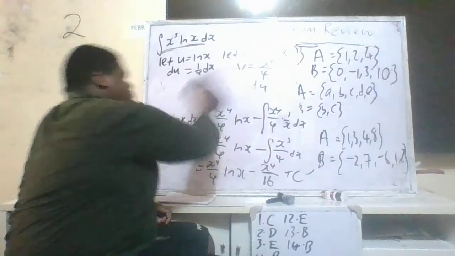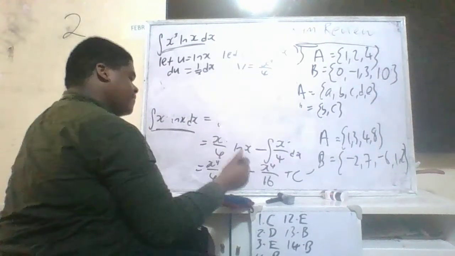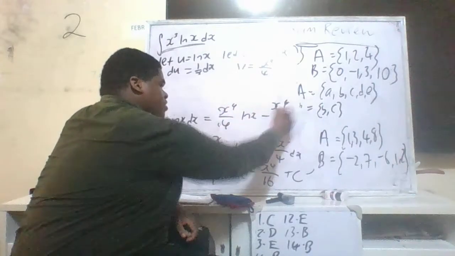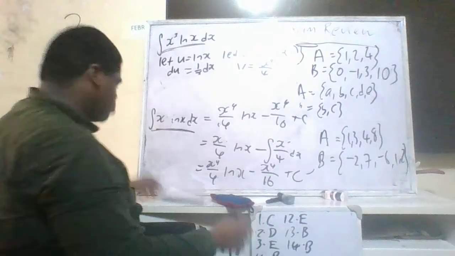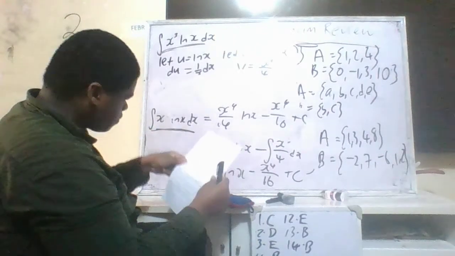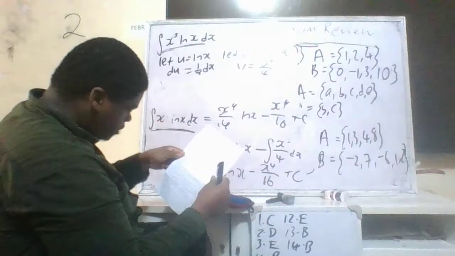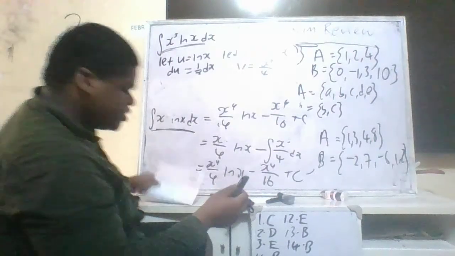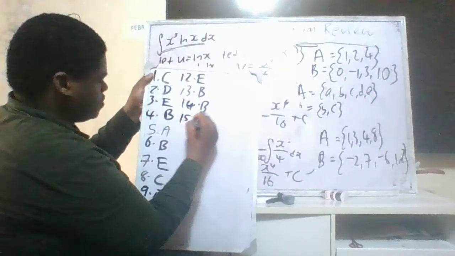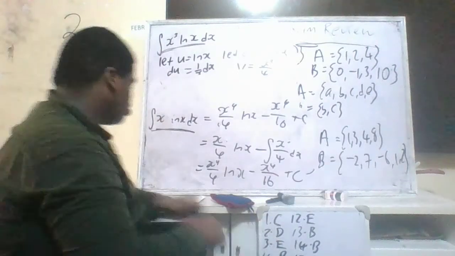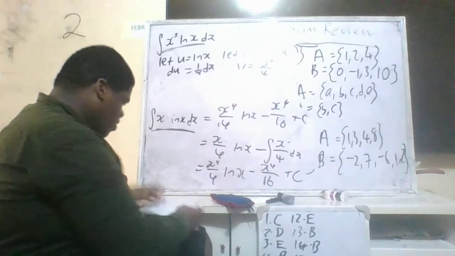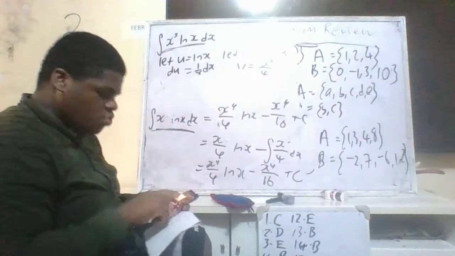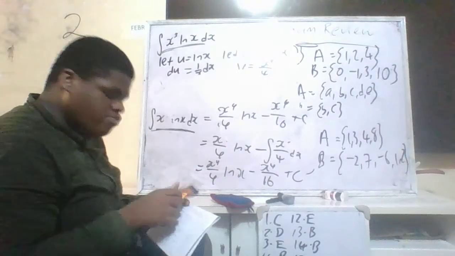If you simplify this, you have x to the power of 4 divided by 4 ln x minus x to the power of 4 divided by 16 plus c. And that corresponds to option C: x to the power of 4 divided by 4 ln x minus x to the power of 4 divided by 16 plus c. Option C. Question 15, option C. Let's go to question 16 now. Question 16 says we should find the area bounded by the curves y squared is equal to 4x and y is equal to x.